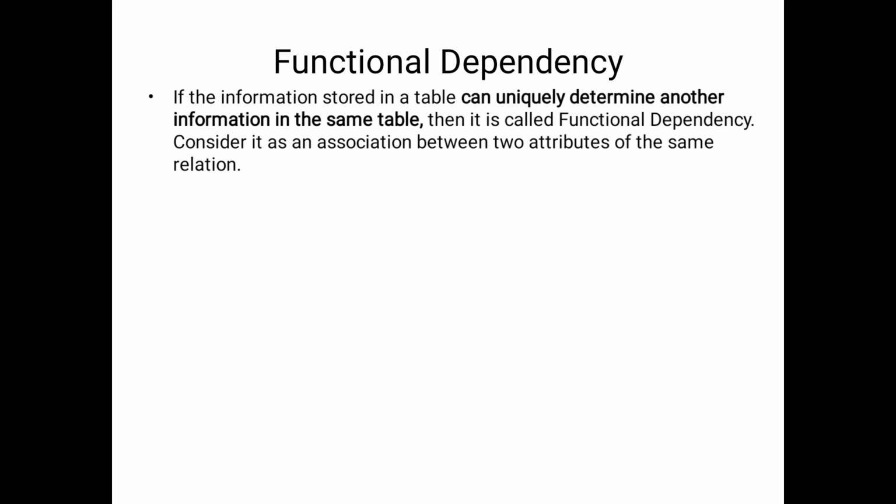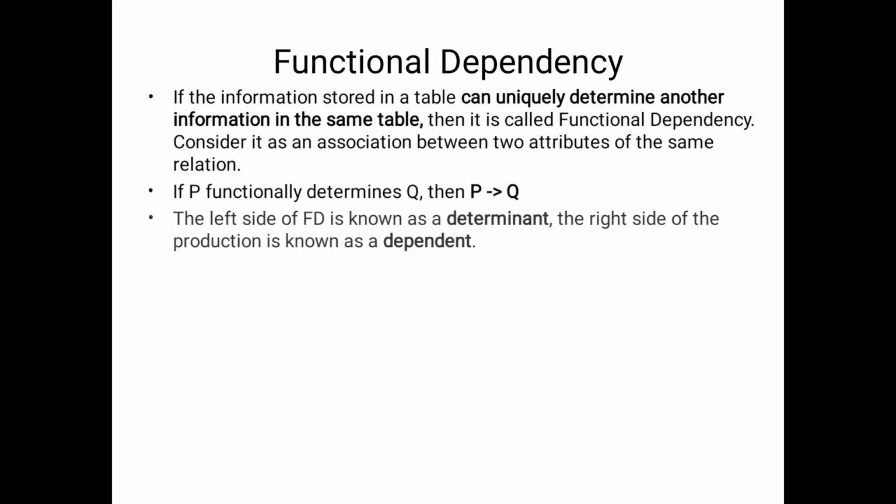So here, we have some information stored in a table. Now please observe the meaning of functional dependency here. Here we can uniquely determine another information in the same table. We will consider only one table, and with the help of one piece of information we will find out another piece of information, then it is called the functional dependency. Consider it an association between two attributes of the same relation. So please observe one thing: uniquely determine another information in the same table. This is represented as P implies Q.